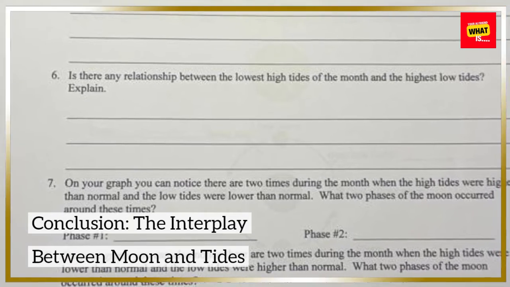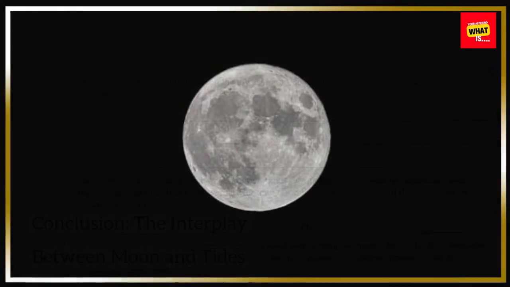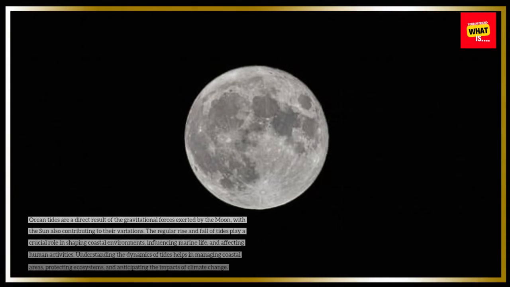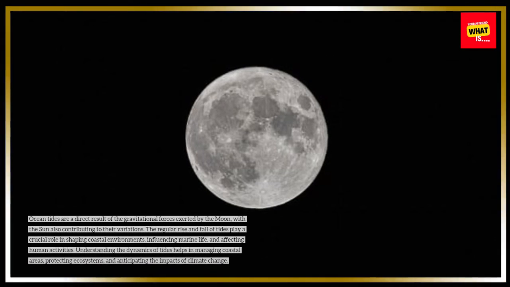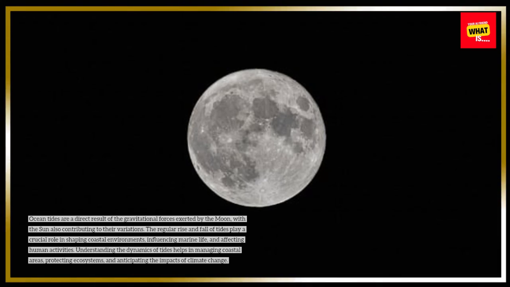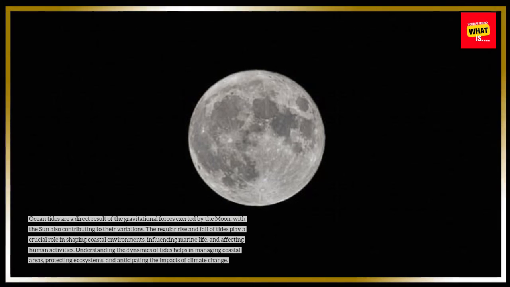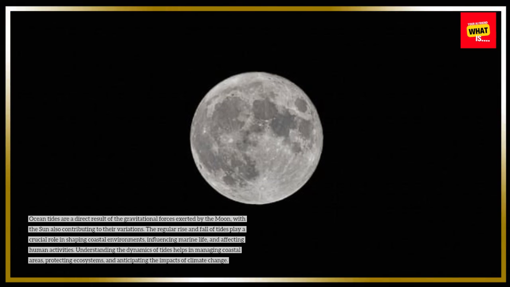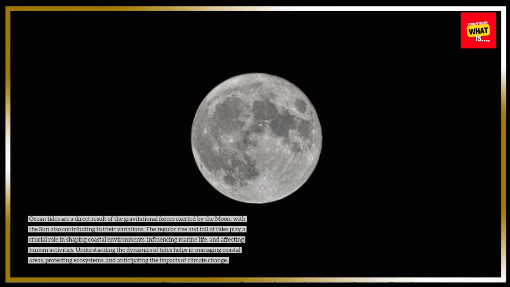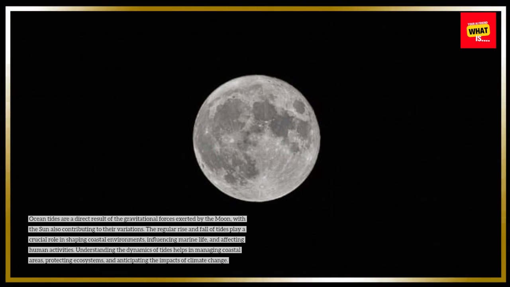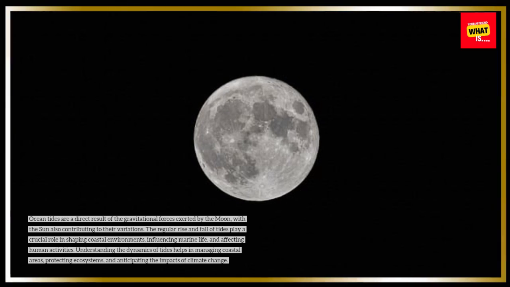Conclusion. The interplay between Moon and tides. Ocean tides are a direct result of the gravitational forces exerted by the Moon, with the Sun also contributing to their variations. The regular rise and fall of tides play a crucial role in shaping coastal environments, influencing marine life, and affecting human activities. Understanding the dynamics of tides helps in managing coastal areas, protecting ecosystems, and anticipating the impacts of climate change.